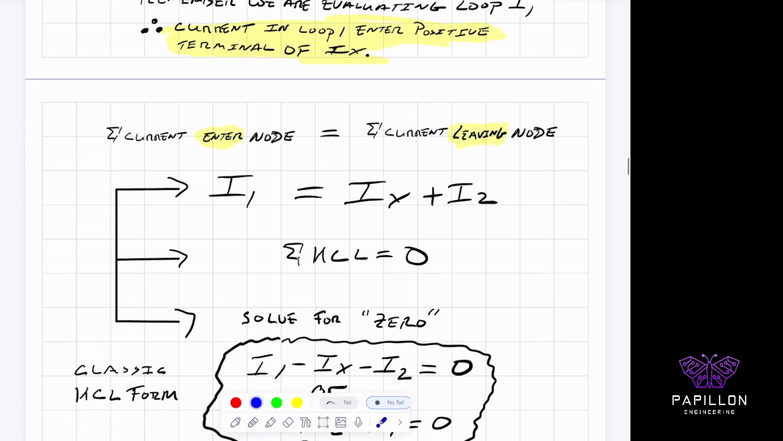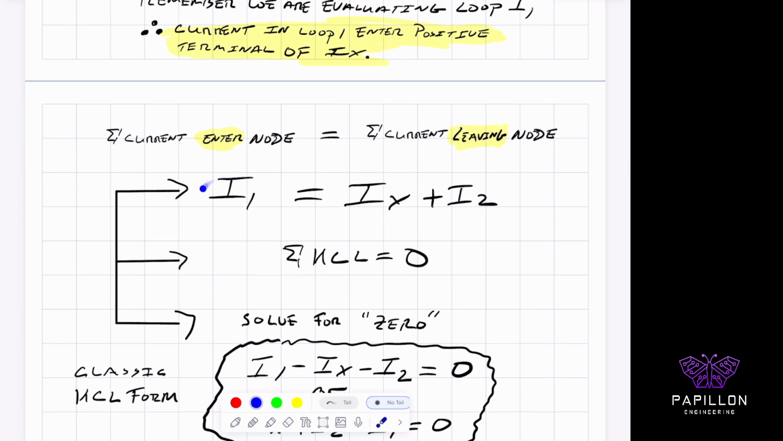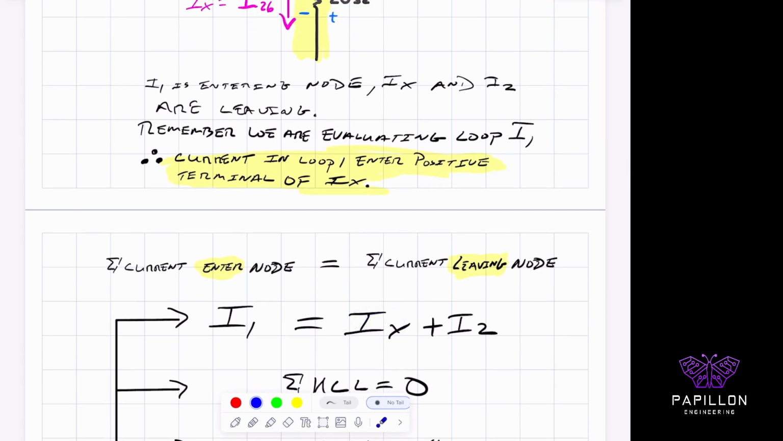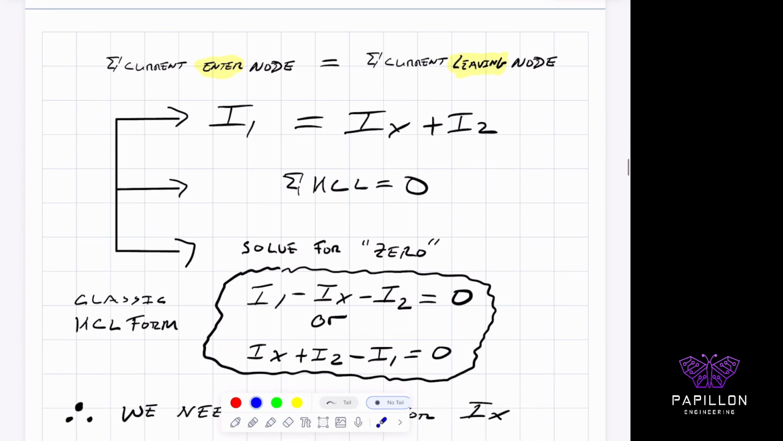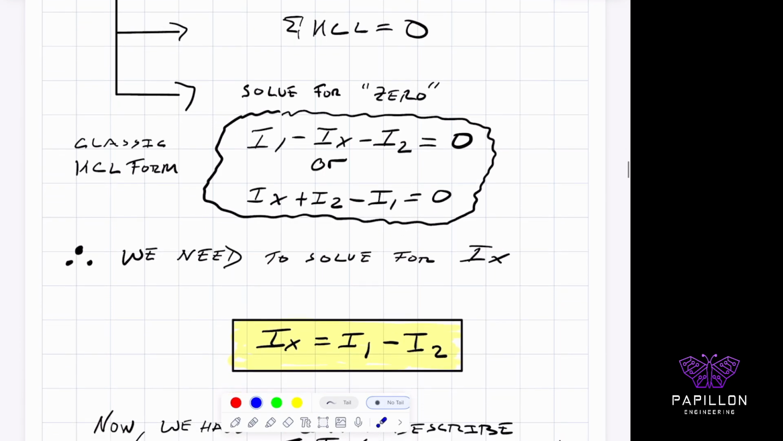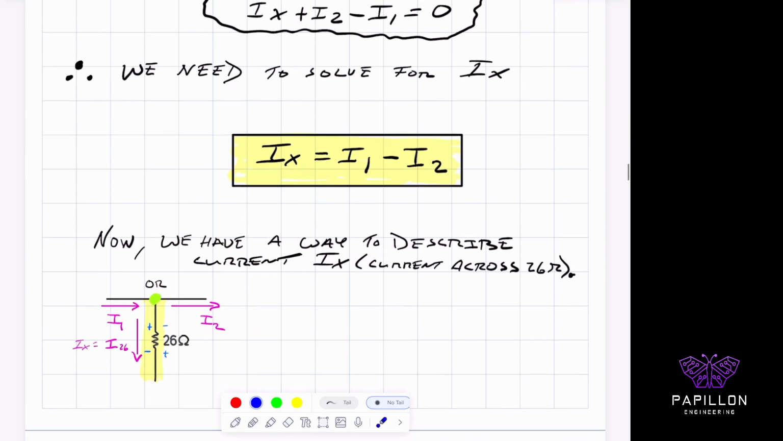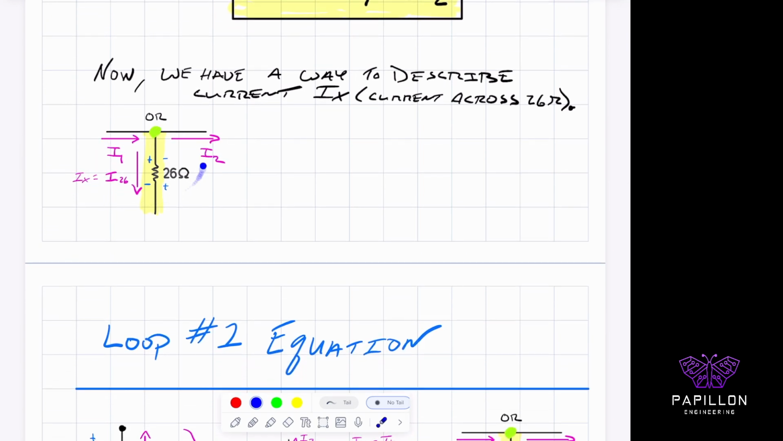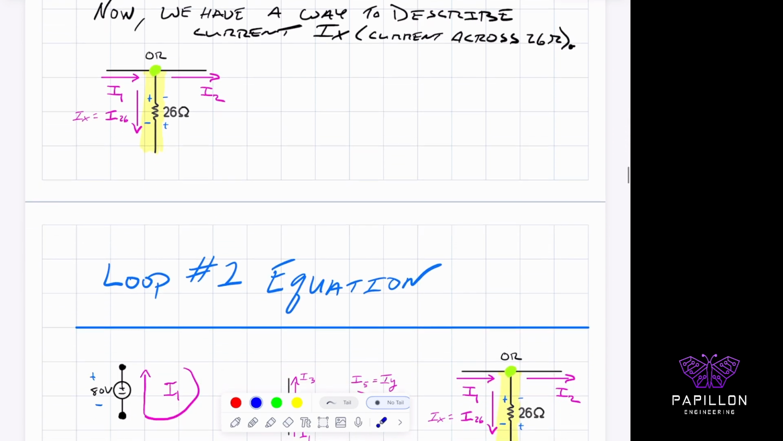So now what we can do is simplify this as we did before. You can say that I1, I called it IX this time, I keep changing my names, equals IX plus I2. We can now write it in its classic KCL form, which means I1 minus IX minus I2 equals 0. So in other words, we now need to solve for IX, and when we solve for IX, we can see that IX equals I1 minus I2. All right, so that's how we do it. That's how we describe that current. And this is a summary image of it to hopefully help you see it a little more clearly.